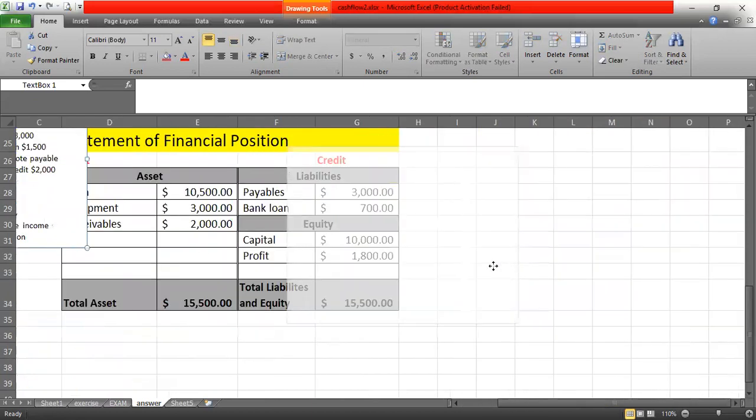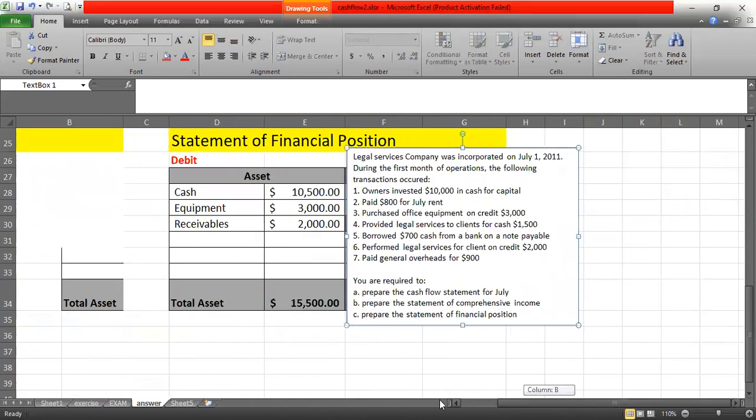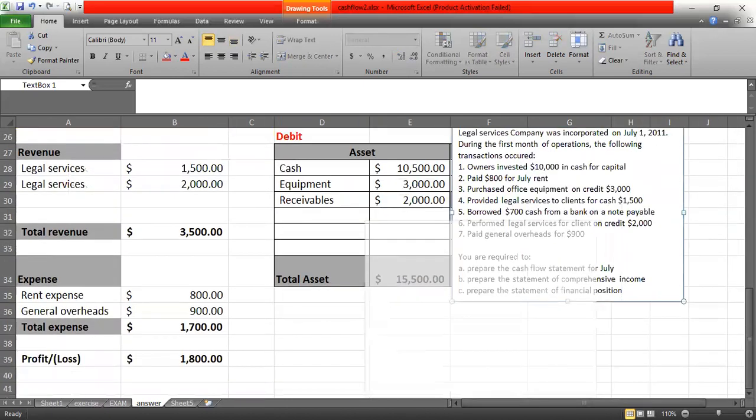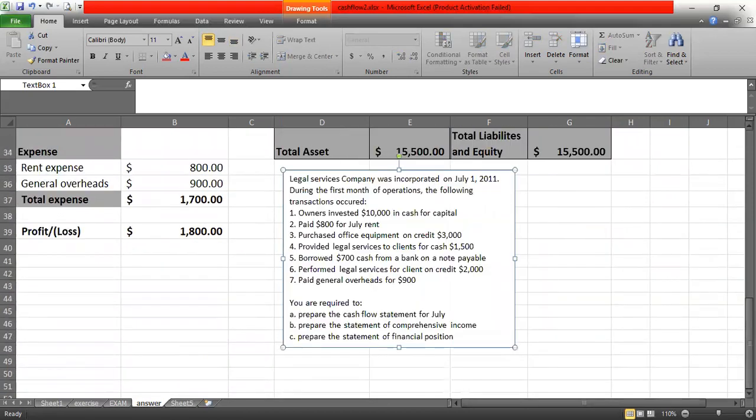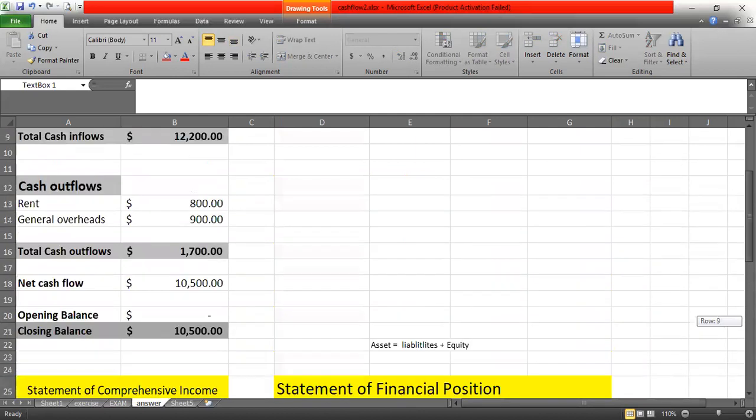All right, so there you have it. And I hope these explanations will help you understand more about how to prepare the statement for cash flow forecasting, the statement of comprehensive income, as well as the statement of financial position. So feel free to refer back to this video again should you encounter any difficulties.